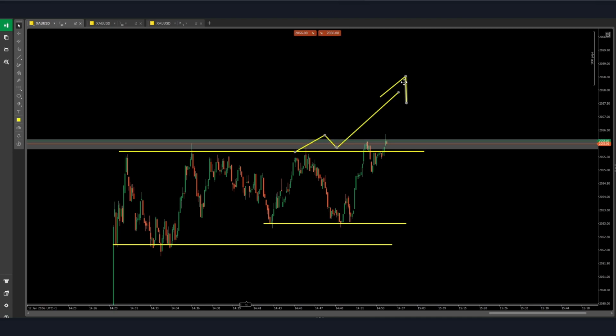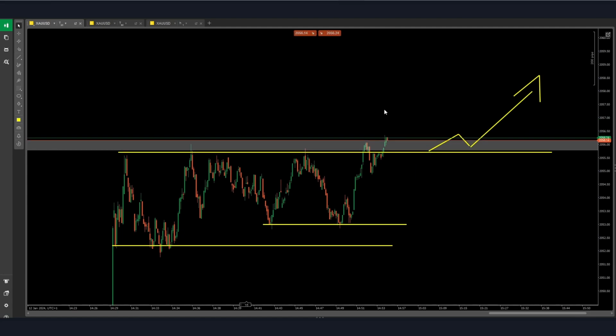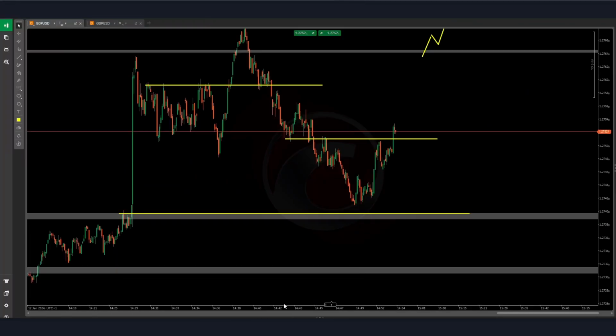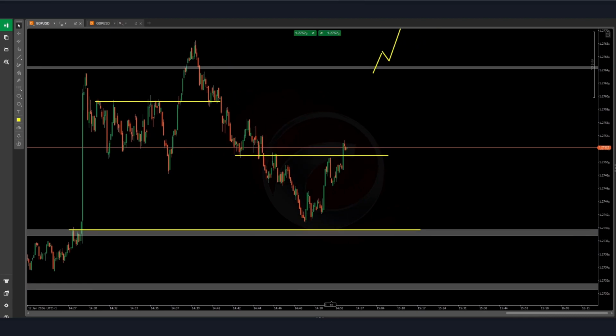As I was saying, with the new 4-hour, we might see a pushback up of gold, taking advantage of the dollar weakness, which would then result in GBPUSD following this price action and pattern.